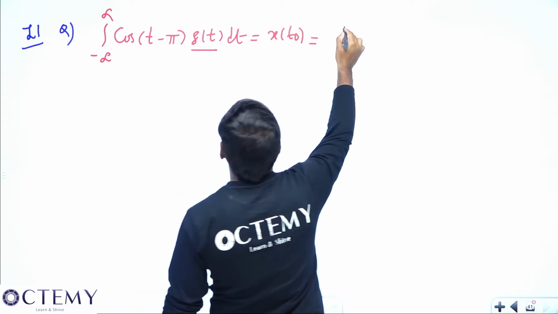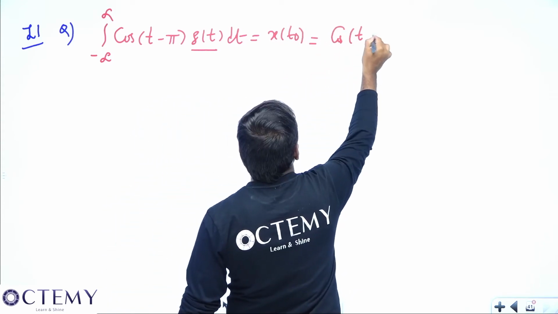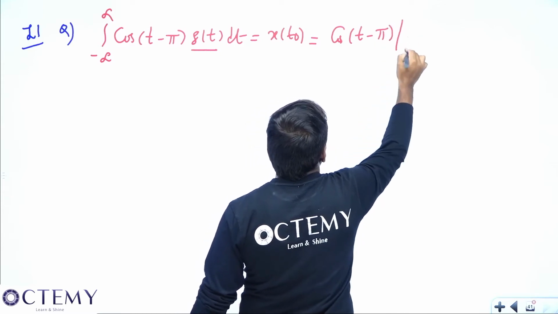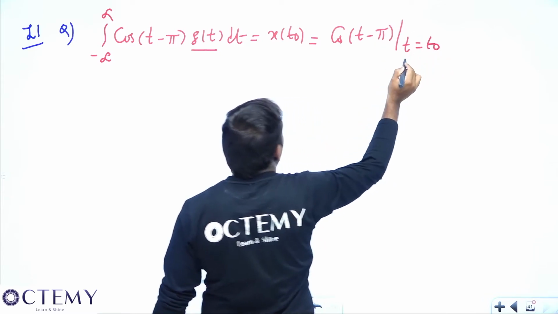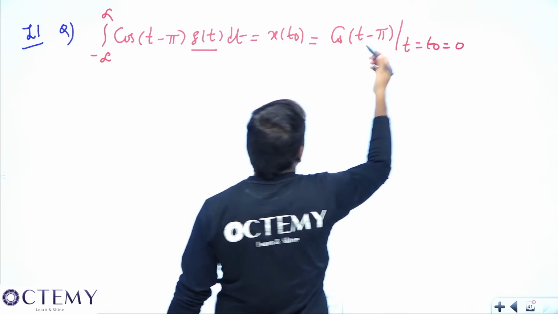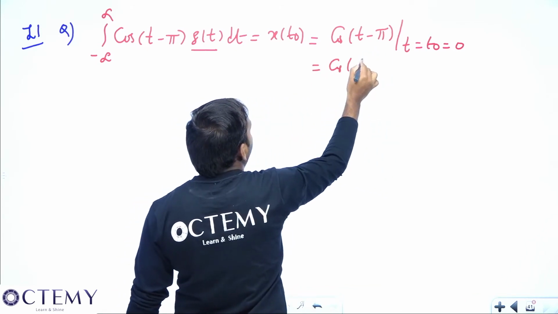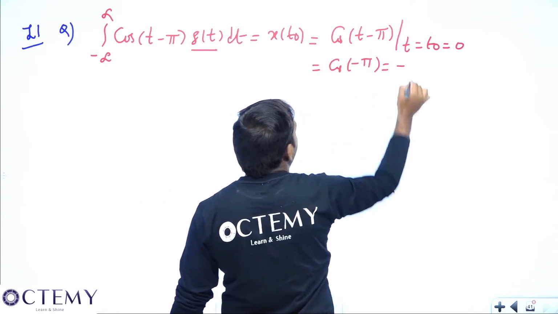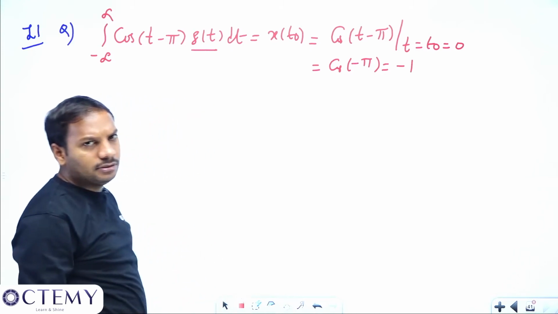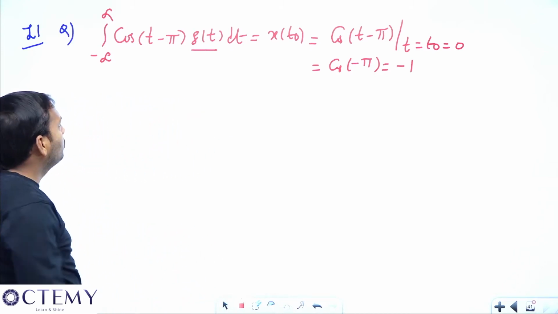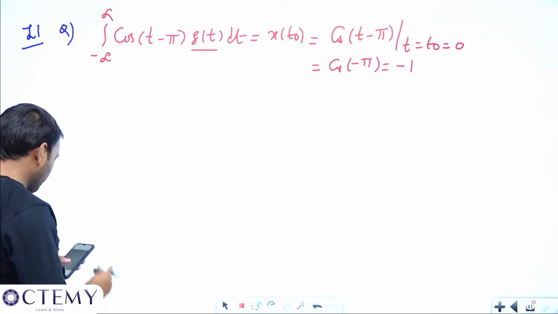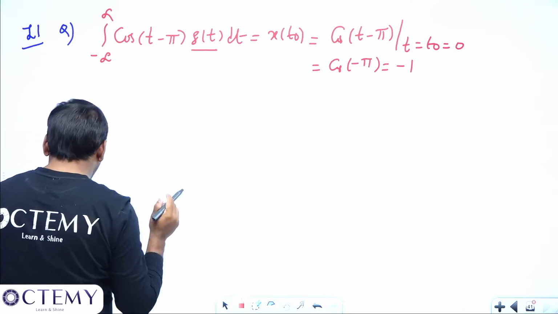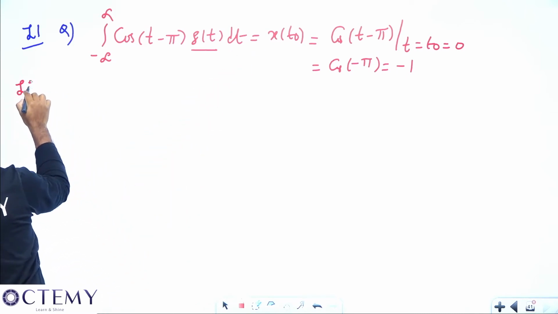x of t naught means the cos of t minus pi function evaluated at t equal to t naught, which is equal to 0 in this case. So cos of minus pi, so cos pi, the answer is minus 1. Understood? So this is a simple level 1 problem. So next I will try to go ahead with the level 2 question.